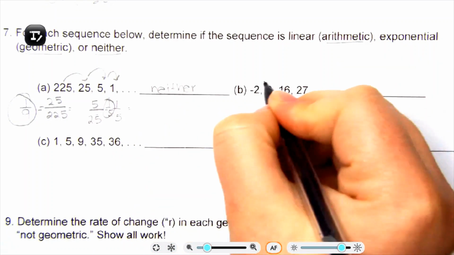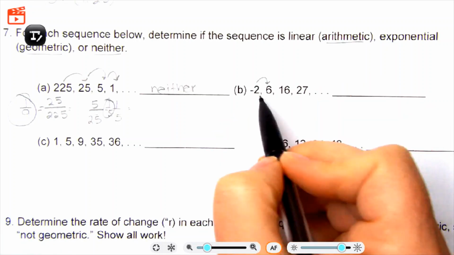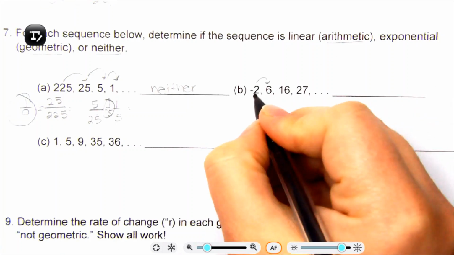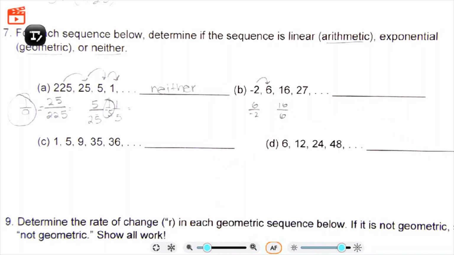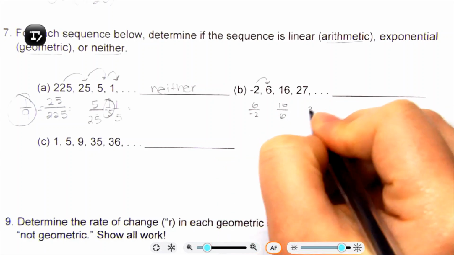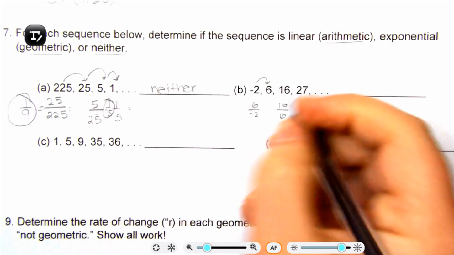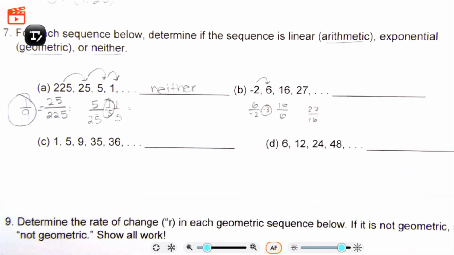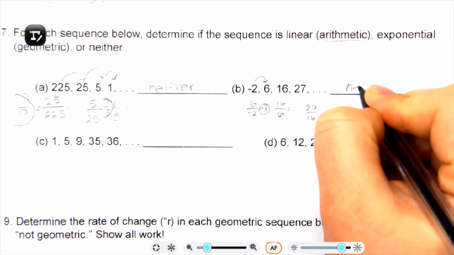Okay, let's try this one. 2 times what is 6? And again, I'm doing times because I'm noticing that the growth is bigger. So let's see. 6 divided by -2, 16 divided by 6, and then 27 divided by 16. 6 divided by -2 is -3. We know that. 16 divided by 6, that is not -3. So this is a neither as well.